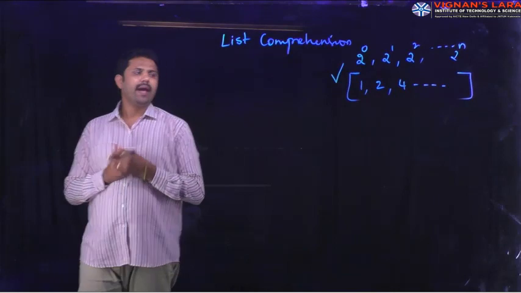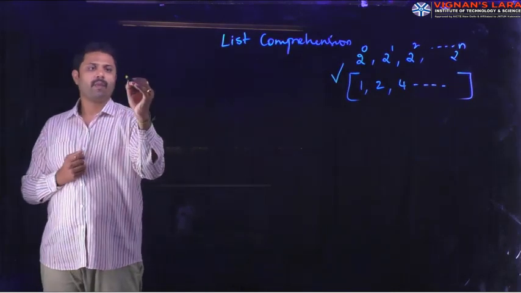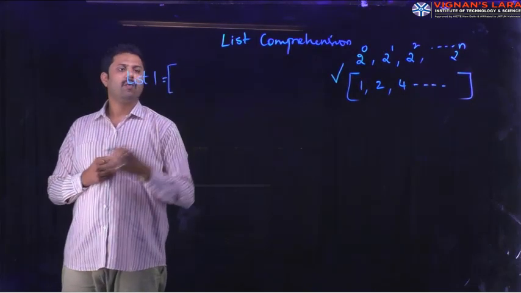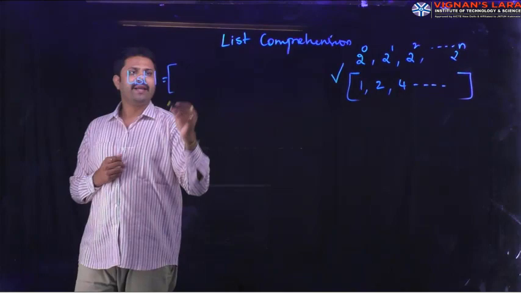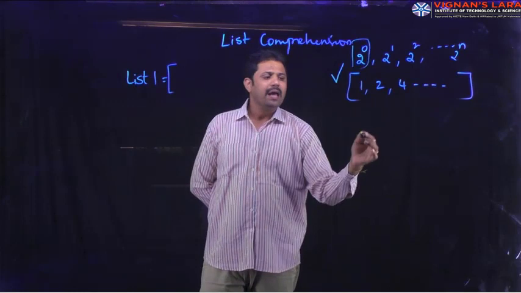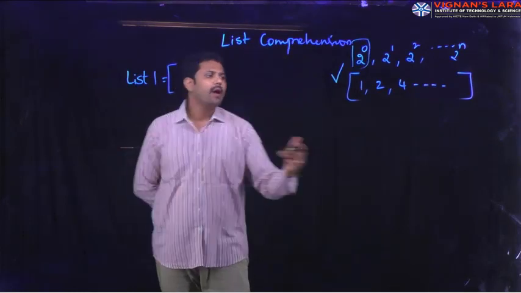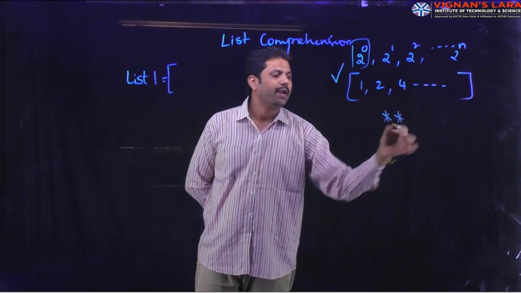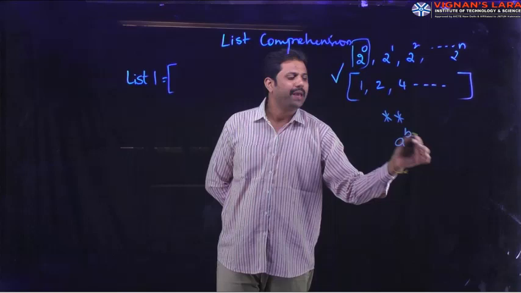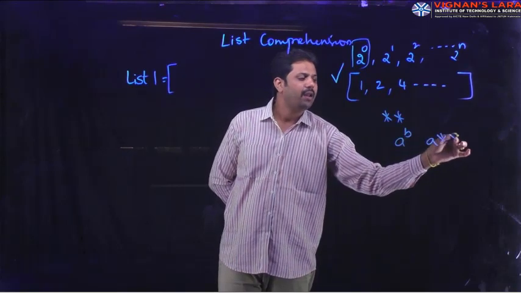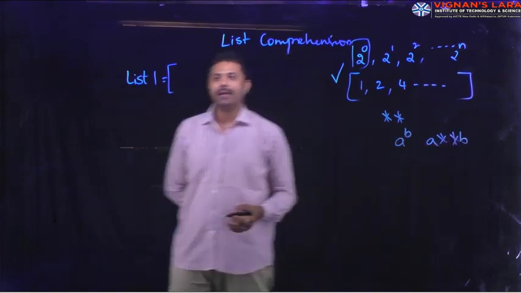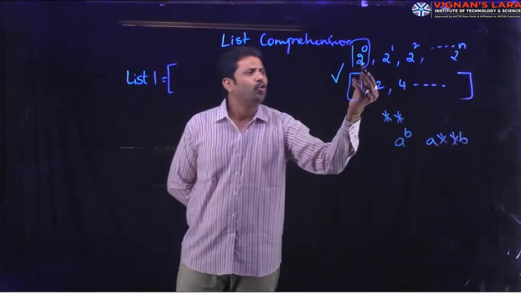Now I am creating a list, list 1. Here I am writing 2 to the power of 0, 2 to the power of 1. How can you represent power? We have the double star operator to perform power. That means a to the power of b is nothing but a double star b. Here you want 2 to the power of something.